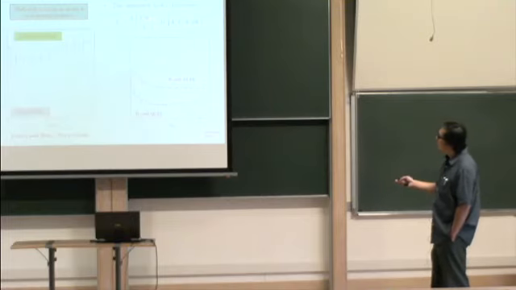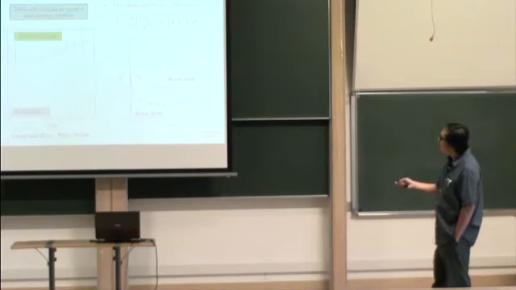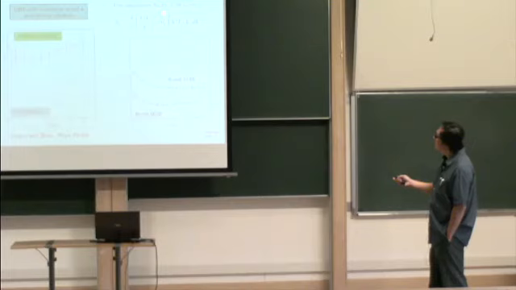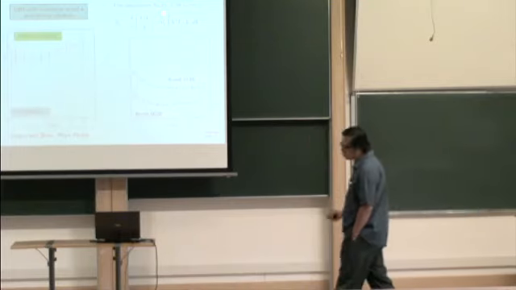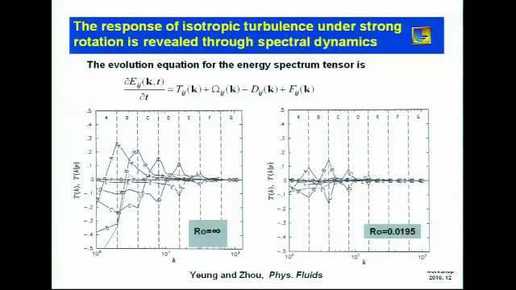You can also look for another indication of the decrease of the energy transfer between the large and small scales by looking at the skewness factor, as given by George Batchelor. And you can see that for the rotation, the value decreases. That indicates a suppression of the energy transfer between the scales.